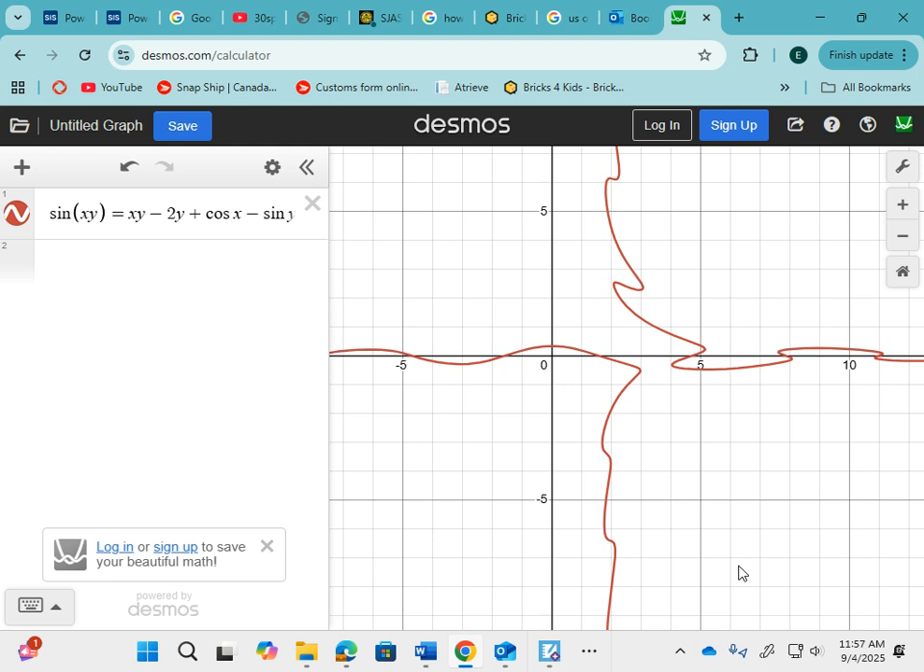Will you be asked to graph things like this? Absolutely not. But that is interesting. Desmos can do that. Your graphing calculator cannot. So something interesting about Desmos there.